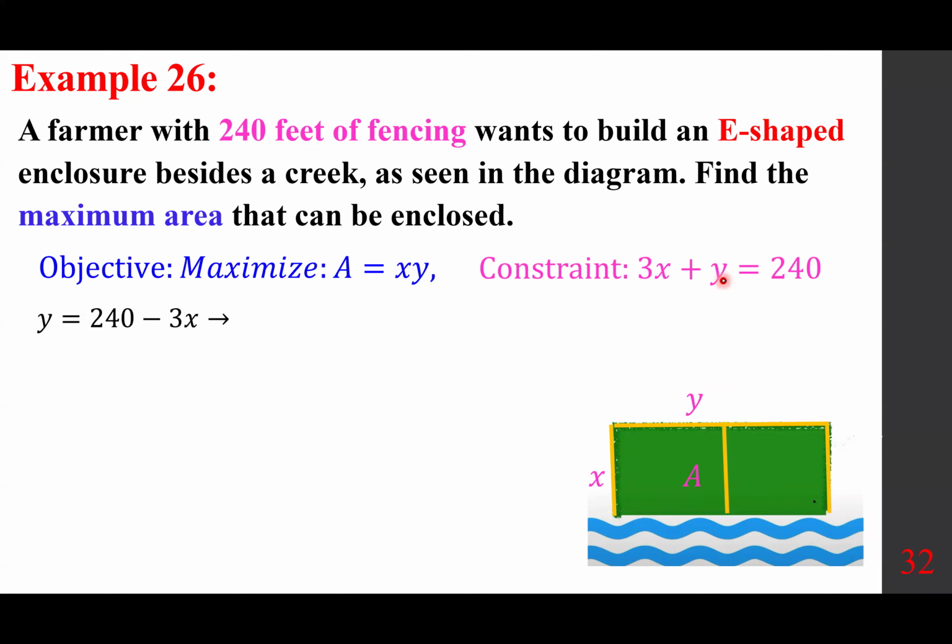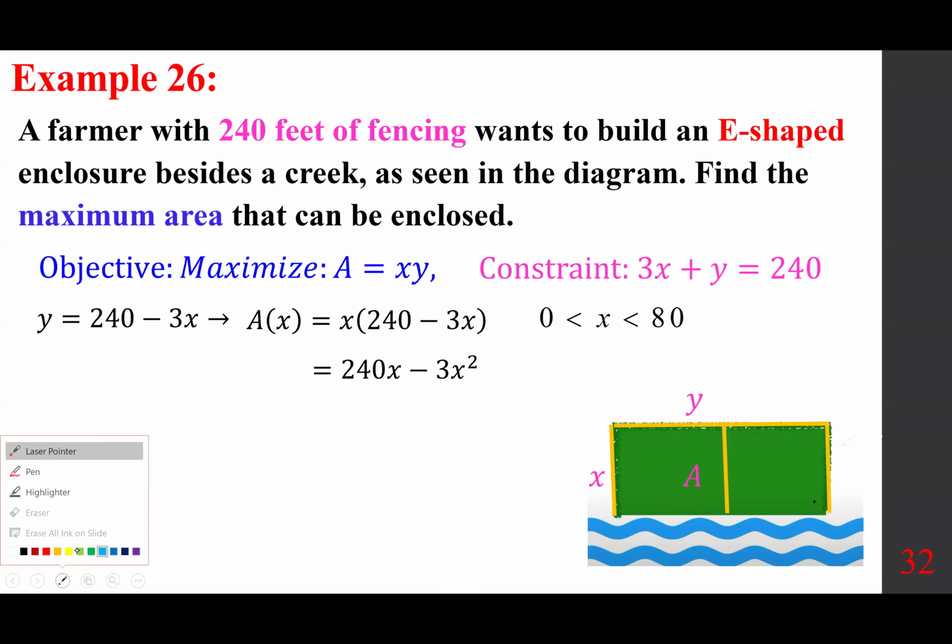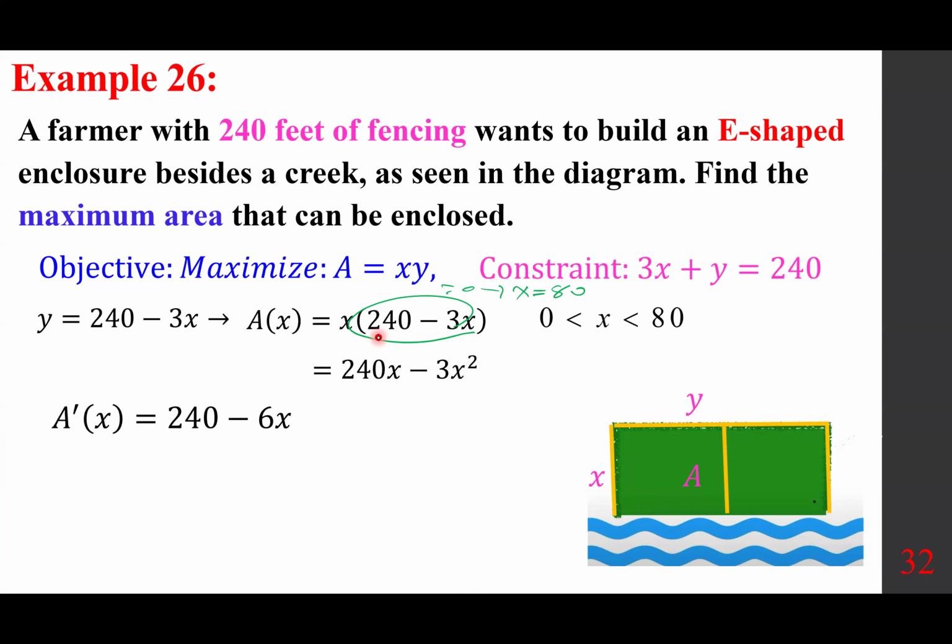You solve for y, because you want a function of x by putting it in. And x is a dimension, so it must be positive, and it's less than 80, because if you set y equal to 0, x becomes 80. If you choose x to be larger than 80, this becomes negative, and you can't have a negative length. Now, differentiation will result in 240 minus 6x. Because we are looking for a critical point, we set it equal to 0, and x becomes 40.